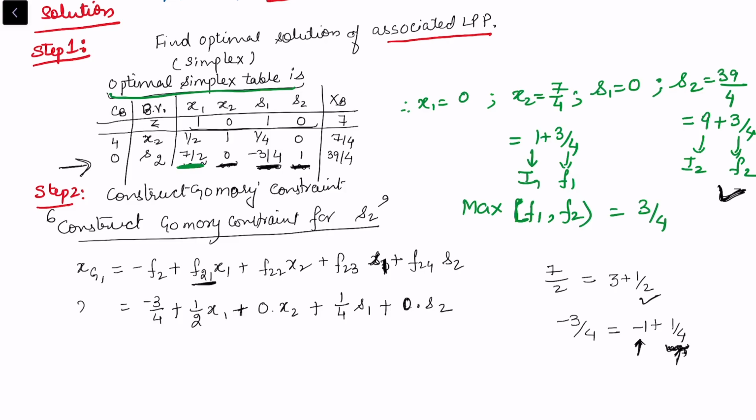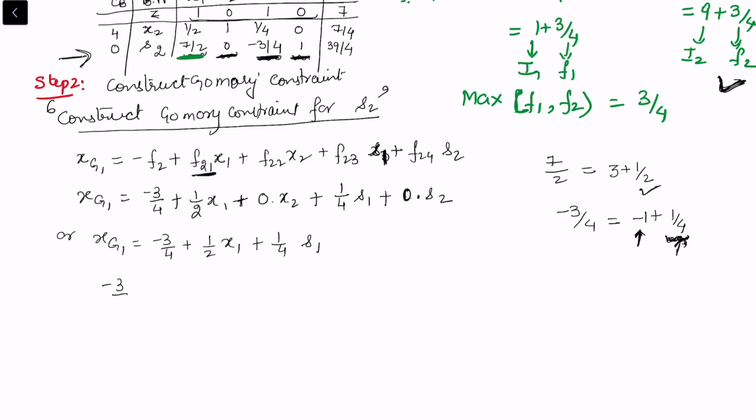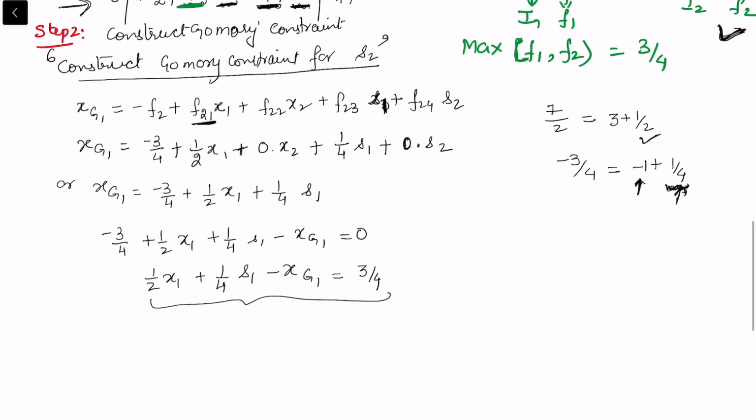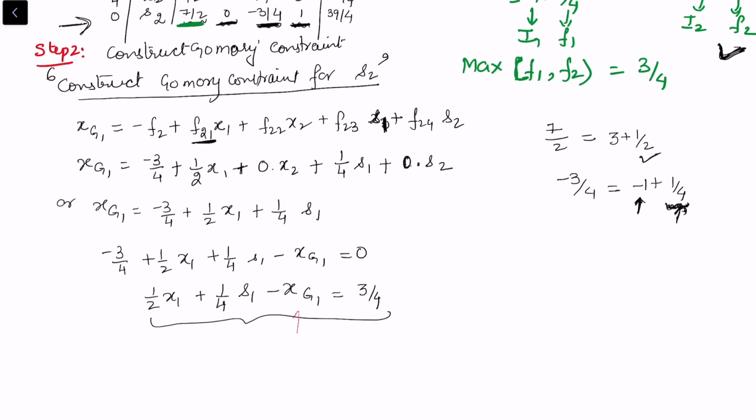Now this is the Gomory constraint. So xg1, or I may write xg1 equal to minus 3 by 4 plus 1 by 2 into x1 plus 1 by 4 into S1. Or we can write it as minus 3 by 4 plus half of x1 plus 1 by 4 s1 minus xg1 equal to 0, or we can write it as half of x1 plus 1 by 4 into s1 minus xg1 equal to 3 by 4. And now this I want to add as a constraint. So this is the new decision variable which will go in the table.